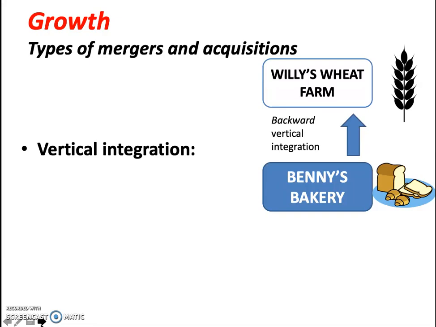By doing that, he's controlling his supply chain, which means that Willie can't sell the wheat to the other competing bakeries in the market. So it means that he has exclusive rights and control over his supply, which means he can control the quality and quantity and how regularly it comes to his business. That is backwards vertical integration.